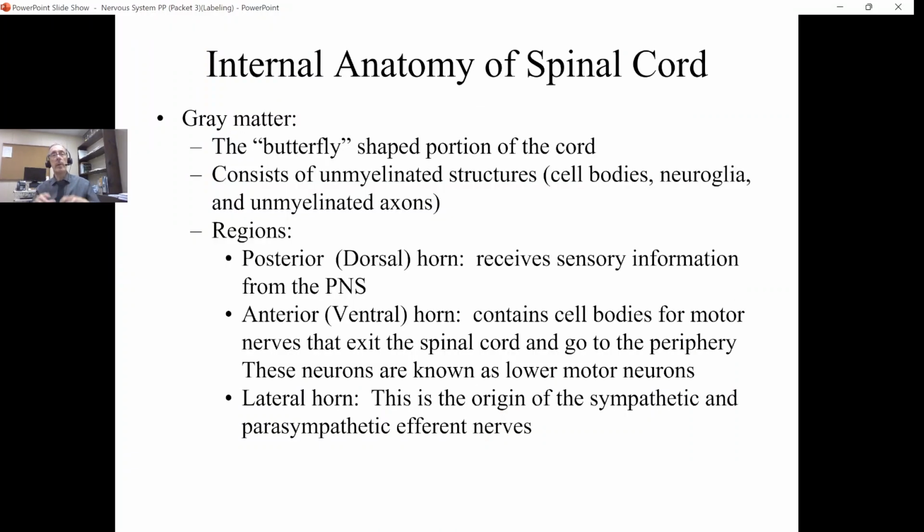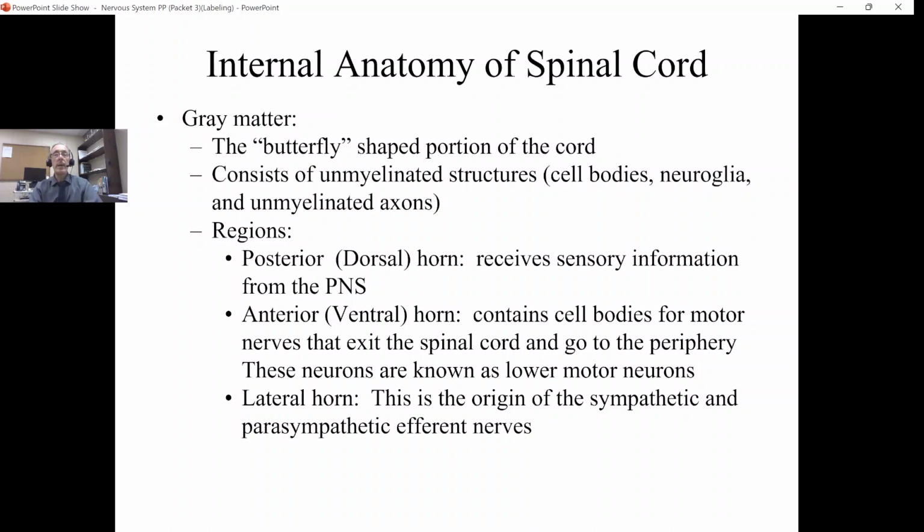So let's take a look at that butterfly shape first, area known as the gray matter. All right, so this is the butterfly shaped portion of the spinal cord. Now, gray matter, if you remember from a previous lesson, consists of unmyelinated structures. So anything that doesn't have myelin grouped together is going to appear gray. So as an example, cell bodies don't have myelin. Dendrites don't have myelin. Neuroglia don't have myelin. Unmyelinated axons don't have myelin. Right? Any of those things, when they're grouped together, they're going to appear gray.